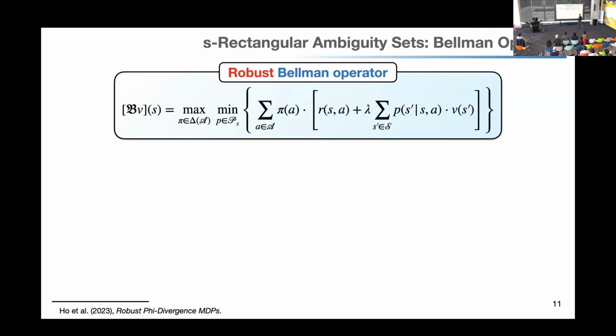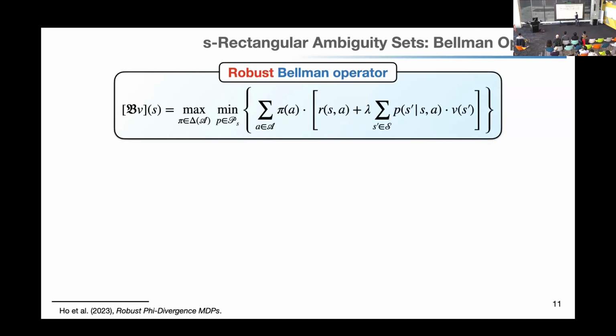Okay, so what that means in practice is for S-rectangular robust MDPs, we need to solve this max-min problem many, many times. We need to solve it once for each state of the Markov decision process in order to complete one iteration of this solution process. And we typically need to run it for several hundred iterations to get to a solution that is close to optimal. So this problem needs to be solved hundreds of thousands of times, if not millions of times.